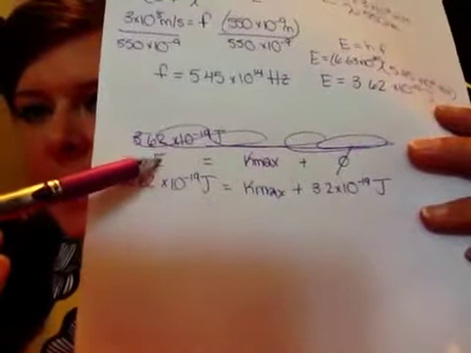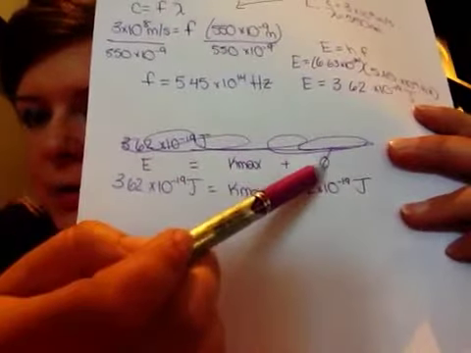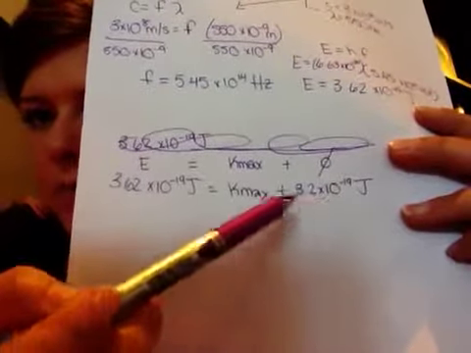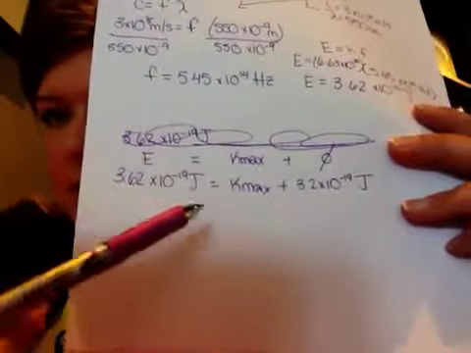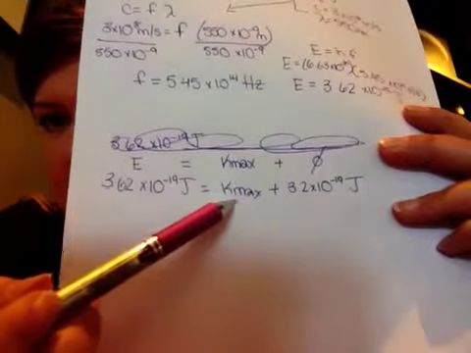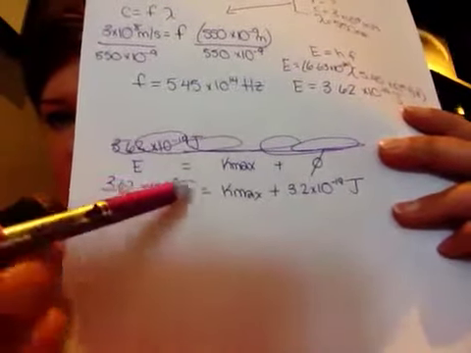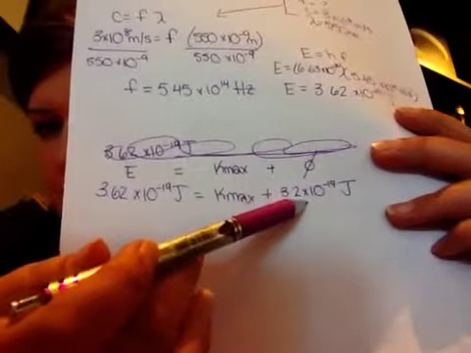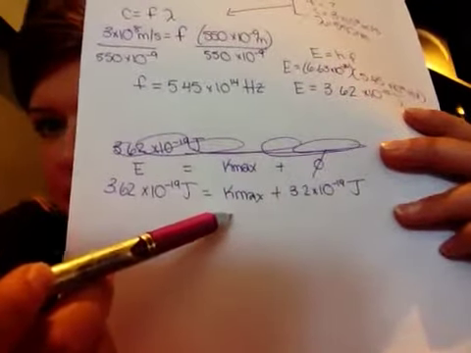So I have that my energy is equal to Kmax plus the work function. We knew our work function, we calculated our energy, we're trying to solve for Kmax. So this is E equals my Kmax plus this number. So how do I get Kmax by itself? To do that, I need to subtract the work function from both sides. So I'm going to subtract from both sides that 3.2 times 10 to the negative 19th.